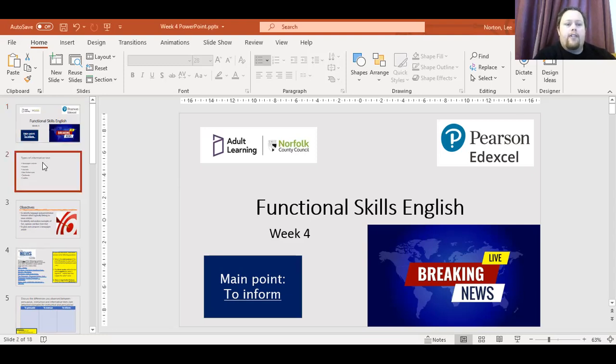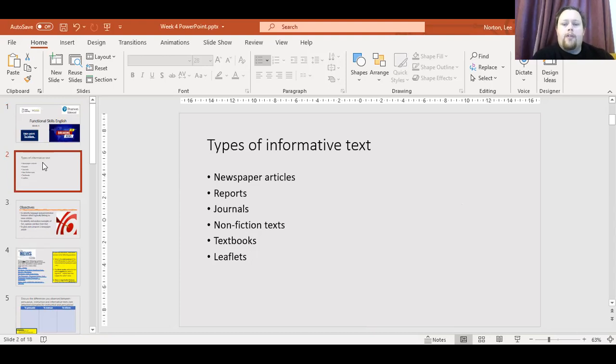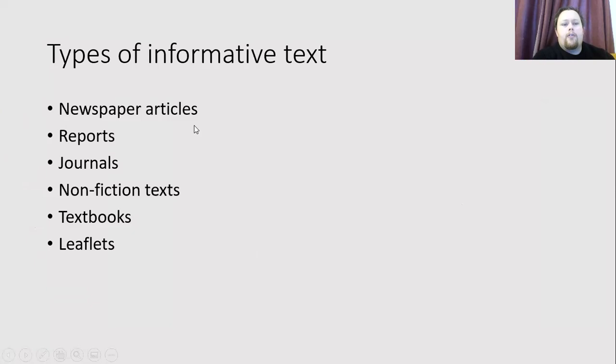Okay, so here are some examples of different types of informative text you might come across. For example, you've got newspaper articles, reports, journals, non-fiction texts, textbooks, and leaflets. Okay, this isn't an exhaustive list. There are plenty out there, but just a few examples here for you to think about.